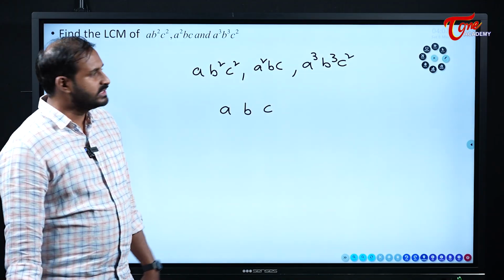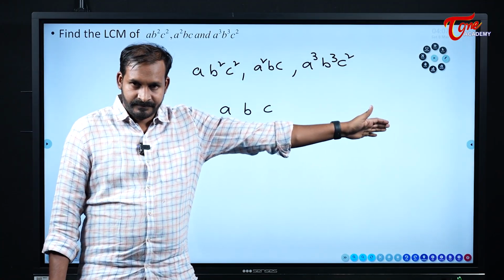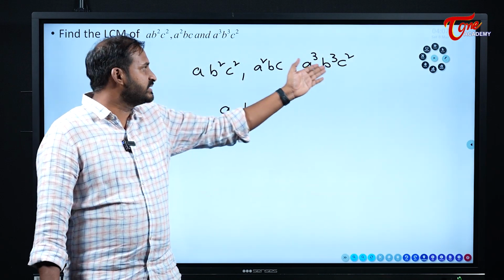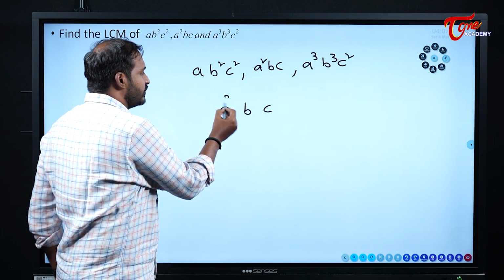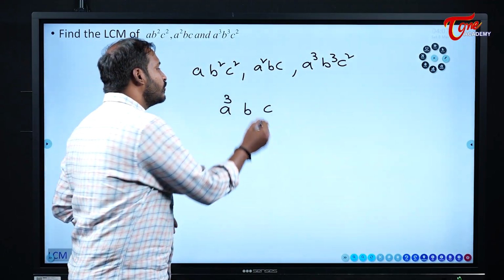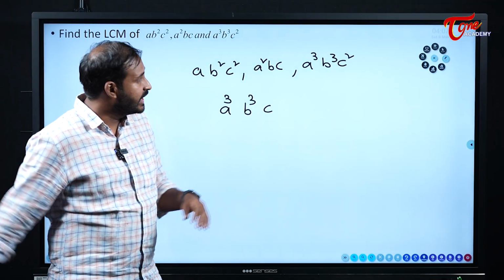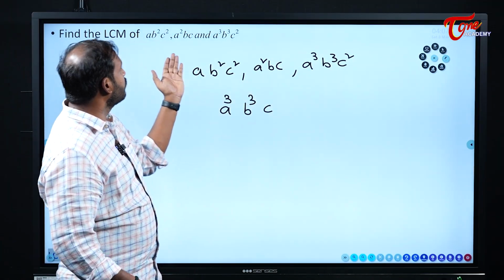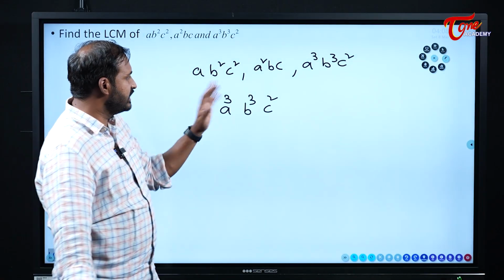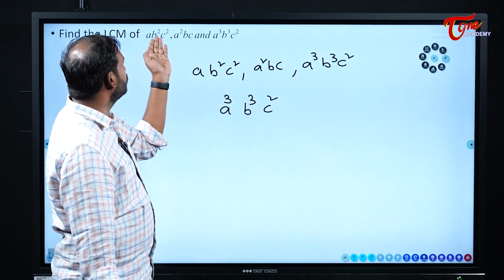Now after writing this, take the highest power. Take the highest power of A among the given numbers. What is the highest power of A among the given numbers? Cube. Next, similarly, B's highest power is also cube. Next, C's highest power is square. So it will become square. Please be careful. For C here they didn't give us cube.